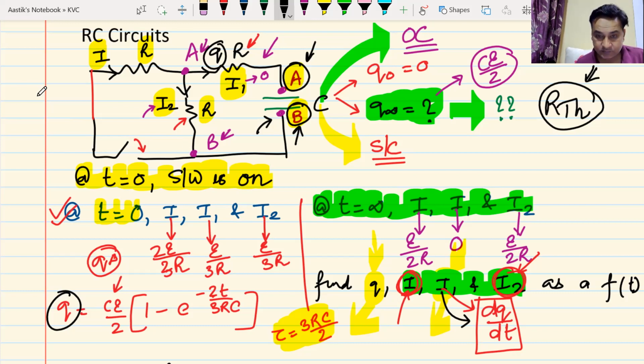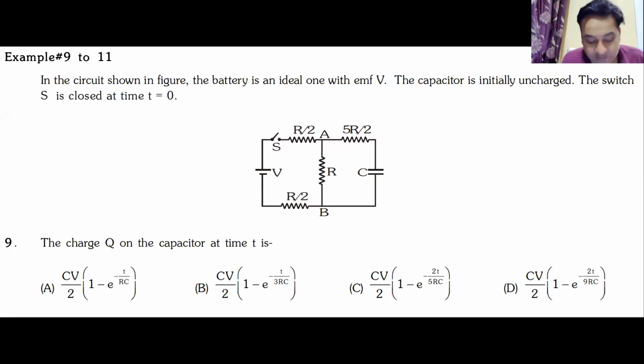And this is how the question looks. Let me just try to get it on the screen. As you can see, this question is pretty simple compared to what I gave. In my question all the resistances were the same; here all the resistances are different. You can still do it. In the circuit shown in the figure, the battery is an ideal one with EMF V. The capacitor is initially uncharged. The switch is closed at time t equal to 0. The charge on the capacitor is a function of time.